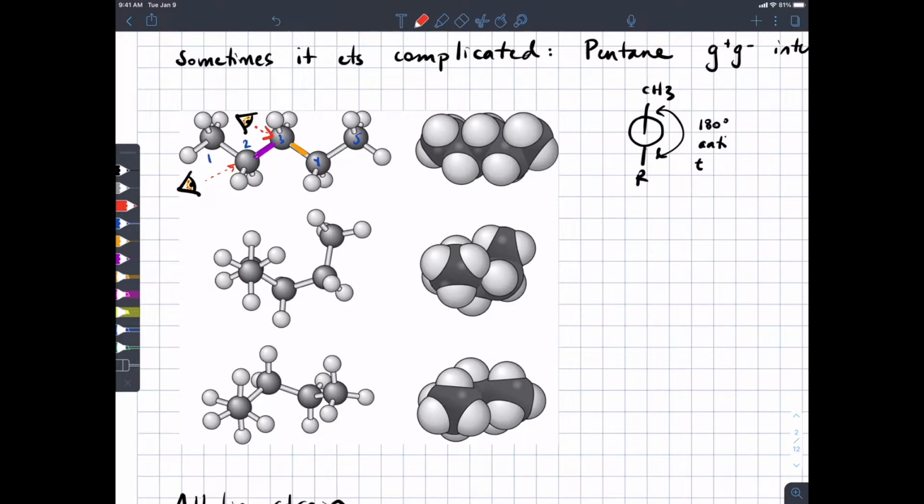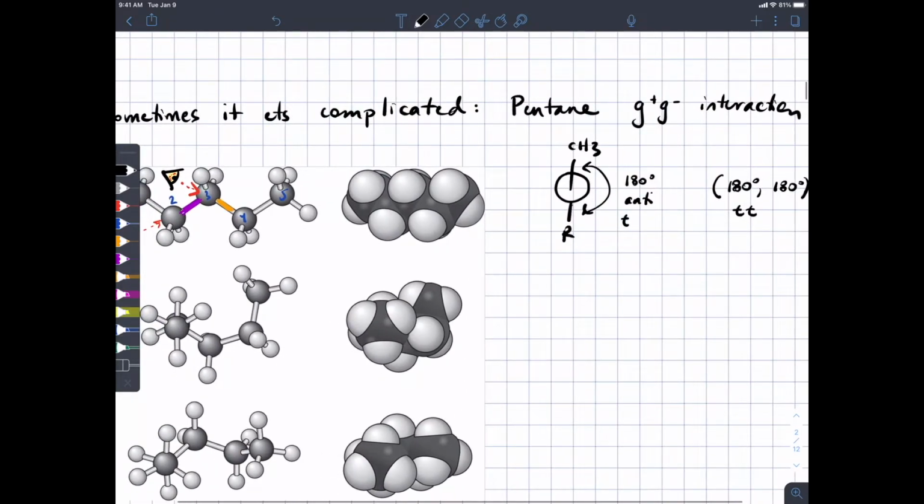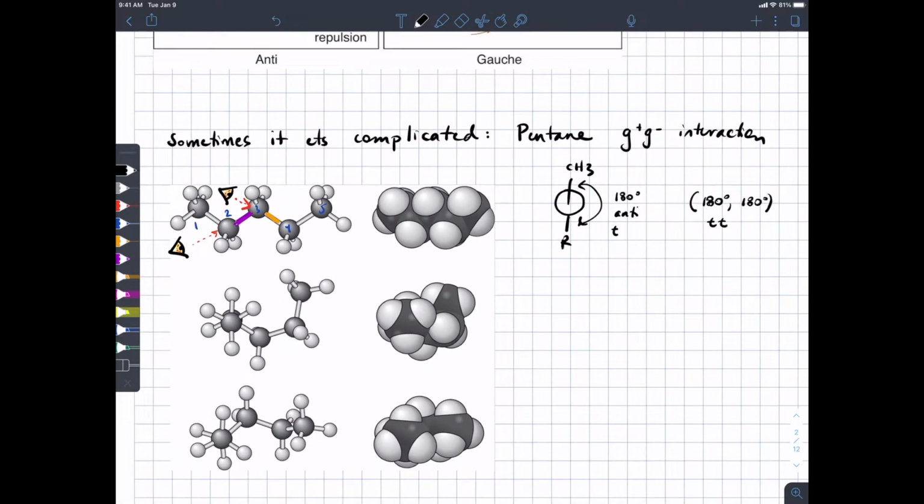And so you could describe this conformation with 2 dihedral angles. You could call this 180, 180. You could also call this TT, or you could call it the extended conformation or the all anti conformation. But it's those 2 dihedral angles that define what the molecule looks like, or its overall shape. So TT is just trans-trans? Yeah.